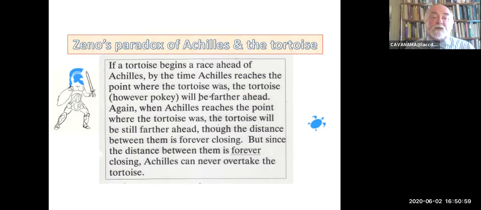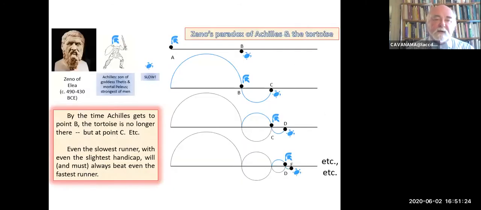If a tortoise begins a race ahead of Achilles, by the time Achilles reaches the point where the tortoise was, the tortoise, however pokey, will be farther ahead. Again, when Achilles reaches the point where the tortoise was, the tortoise will be still farther ahead, though the distance between them is forever closing. But since the distance is forever closing, Achilles can never overtake the tortoise. QED. Right. And isn't that the way races work?